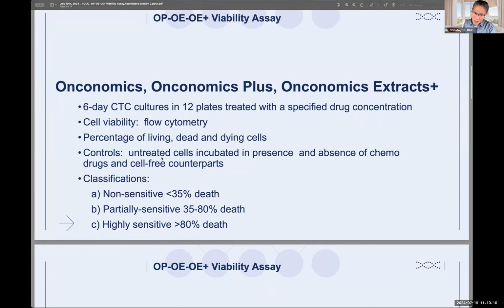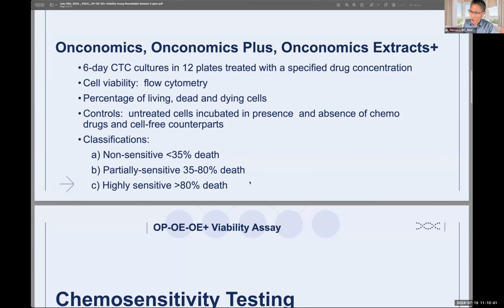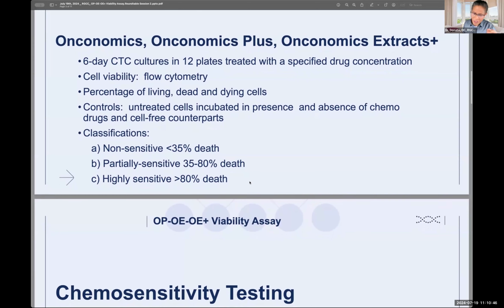The controls, they're using untreated cells incubated in the presence and absence of chemo drugs and cell-free counterparts. And the classification then is that if it's less than 35% cell death rate, it's not a sensitive drug. If it is between 35 to 80% cell death rate, it's partially sensitive, and if it's greater than 80%, it's sensitive. That's the chemo drugs. Okay, we're not talking about the targeted drugs yet, or the natural. This is the chemo drugs, like the alkylating agents and so forth.